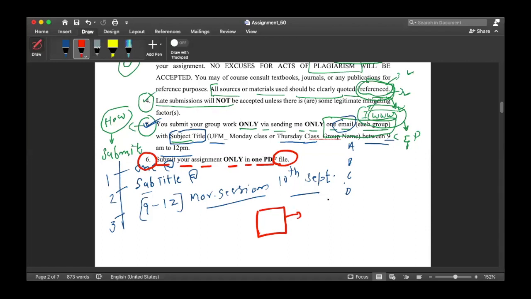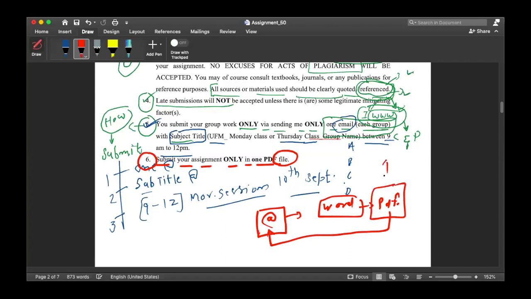You can, for example, do your assignment in a Word document and then save it as a PDF file. Then you attach it in your email and send it to me. So make sure you submit only 1 file. You can write whatever you like in that file.